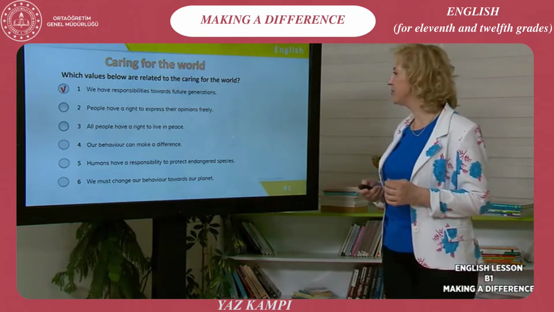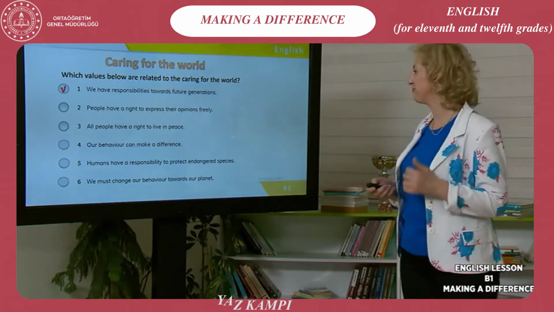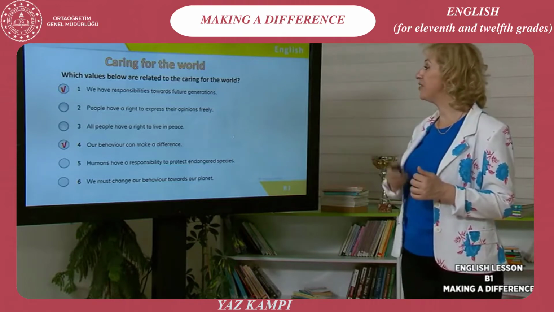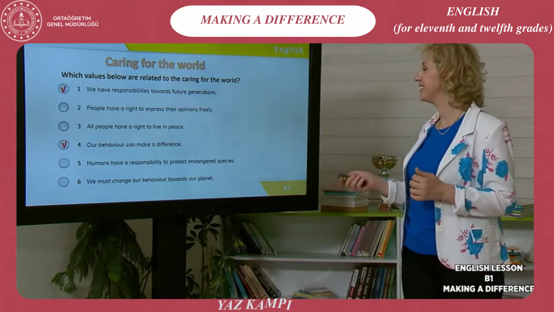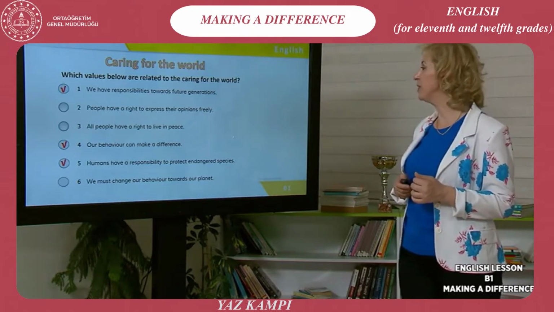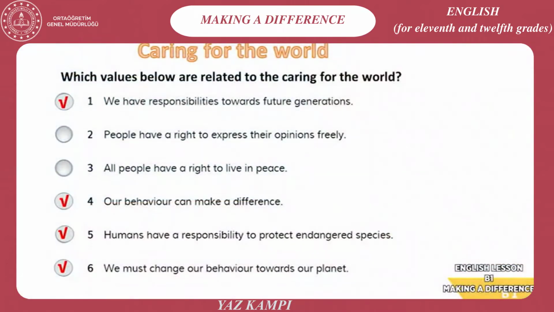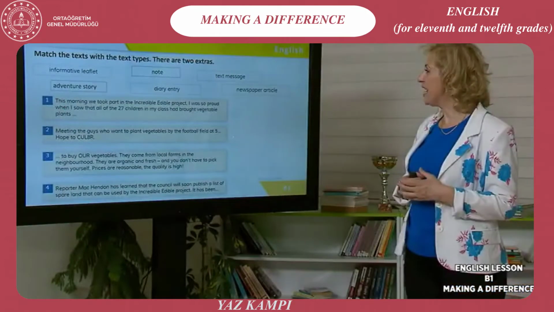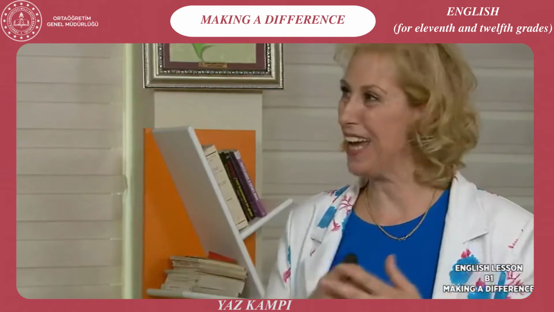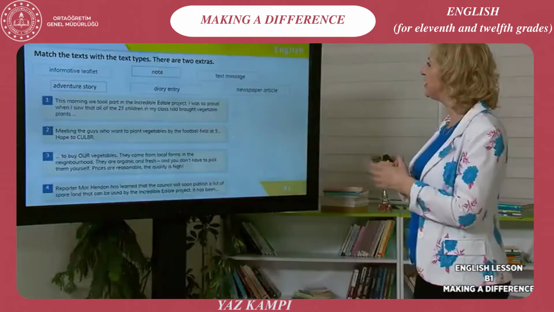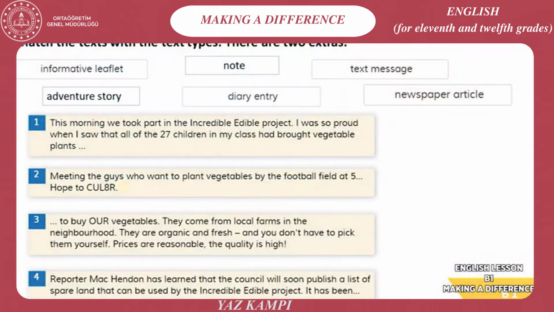Yes, we have responsibilities towards future generations. Our behavior can make a difference. Humans have a responsibility to protect endangered species. And we must change our behavior towards our planet. Yes, we should be careful about them. Now, we have different text types. Let's match the text types with the texts: informative leaflet, note, text message, adventure story, diary entry, and newspaper article.